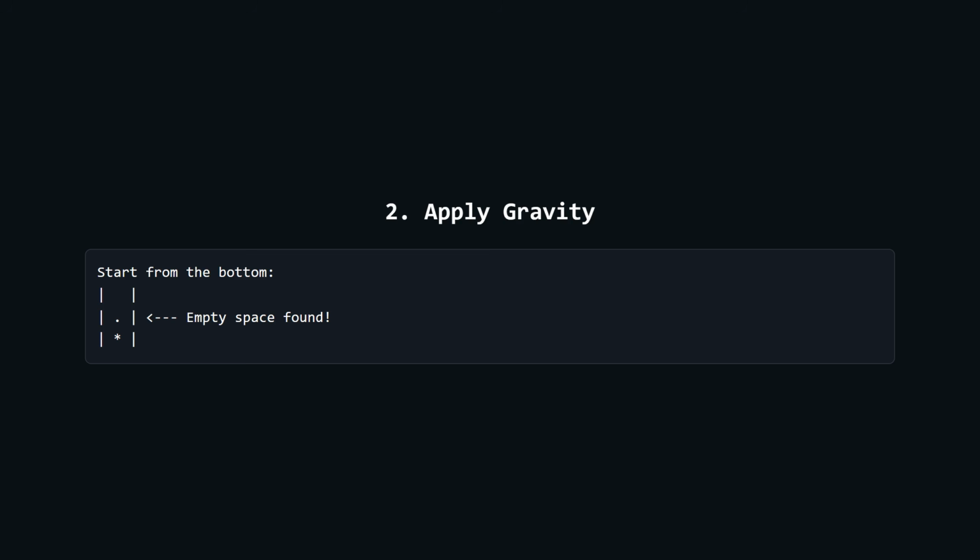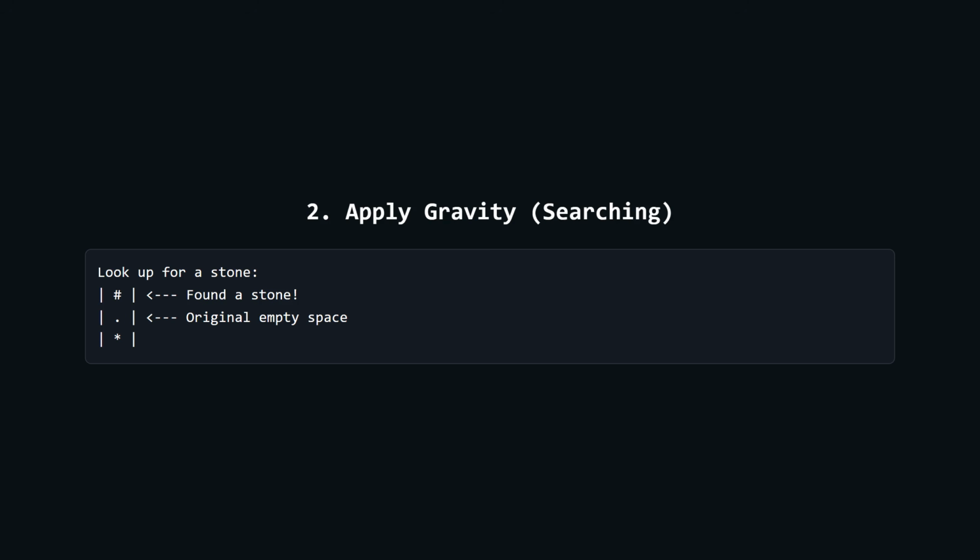Now for gravity. In our brute force method, we go column by column in our new rotated grid. We start at the bottom of a column and work our way up. If we find an empty space, we stop and look up. Once we find an empty space, we start a second loop, looking at all the cells directly above it. If we hit an obstacle, we stop searching. If we find a stone, we tell it to drop down into the empty space we found.